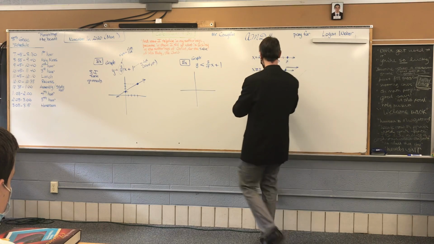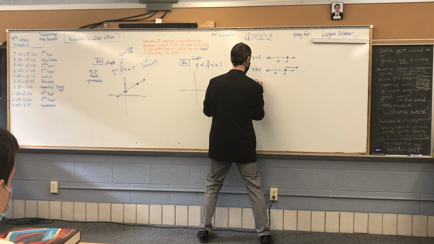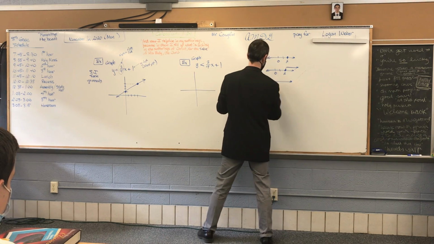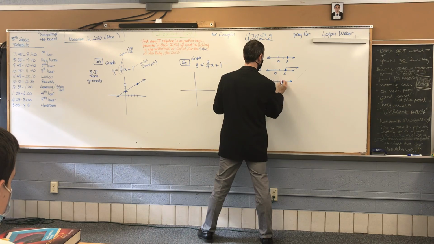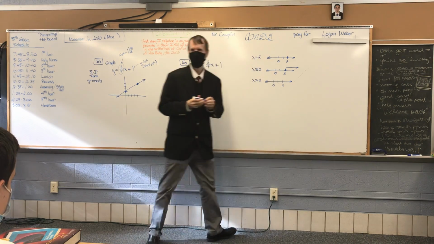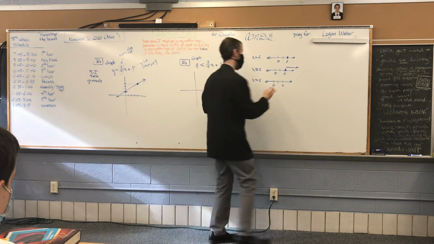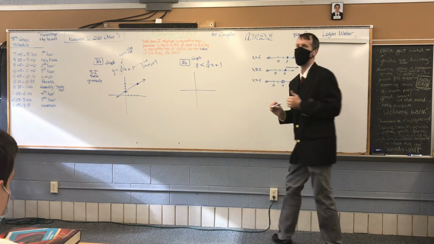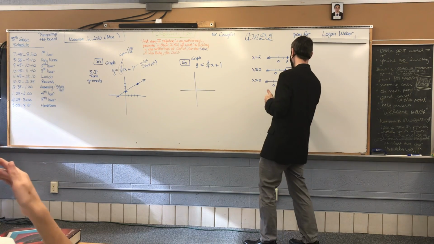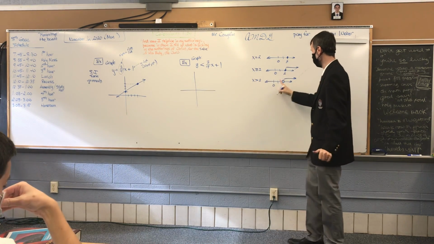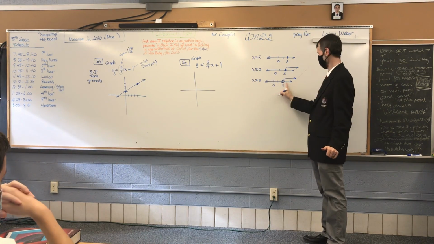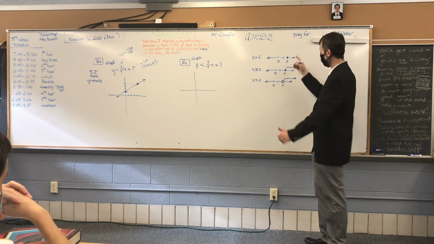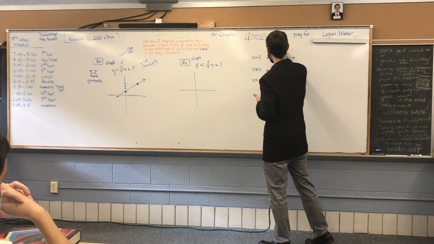Over here, what if I had x is greater than 2, but not equal? Can anybody tell me what would be different over here? Open circle, and then shade which way? Yeah, still to the right. I want all the numbers bigger than 2, but I don't want to include 2. Does that make sense? Now this is what I call a one-dimensional graph.